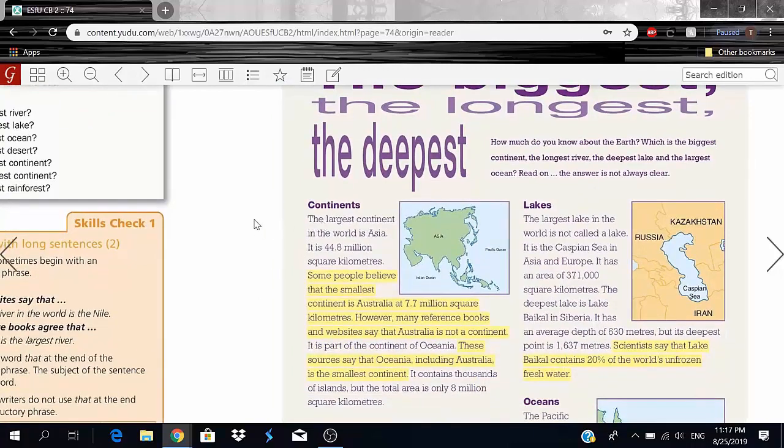Continents. The largest continent in the world is Asia. It is 44.8 million square kilometers. Some people believe that the smallest continent is Australia at 7.7 million square kilometers. However, many reference books and websites say that Australia is not a continent. It is part of the continent of Oceania. These sources say that Oceania, including Australia, is the smallest continent. It contains thousands of islands, but the total area is only 8 million square kilometers.